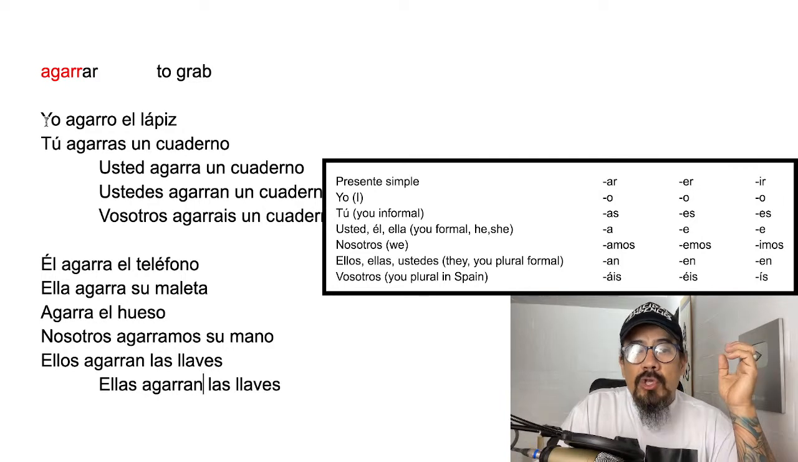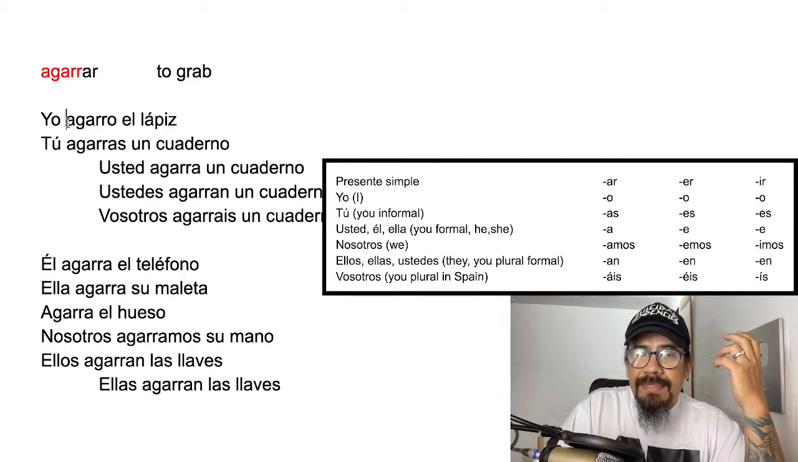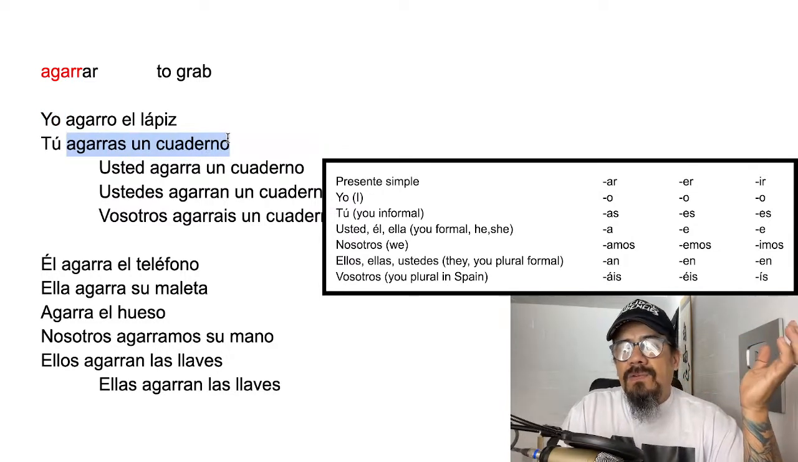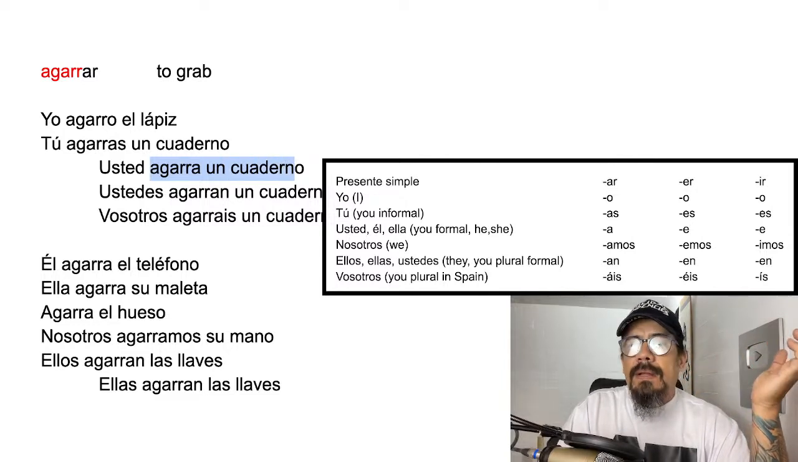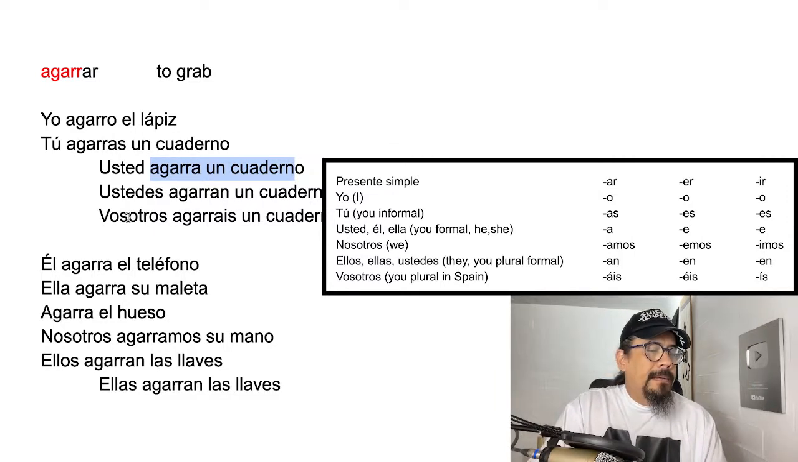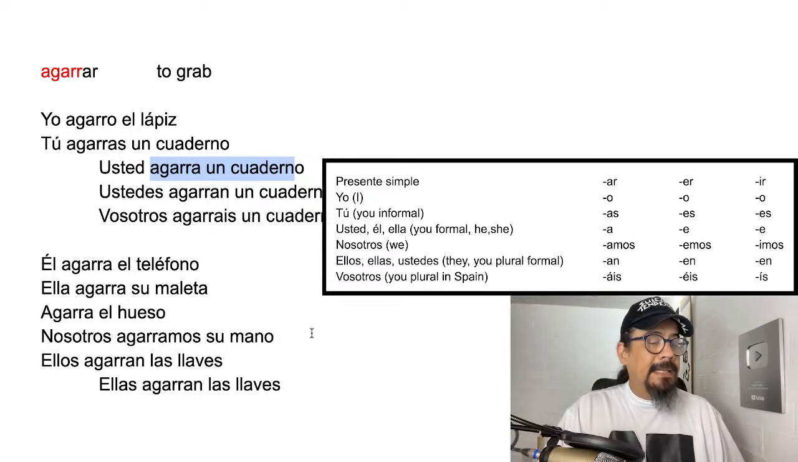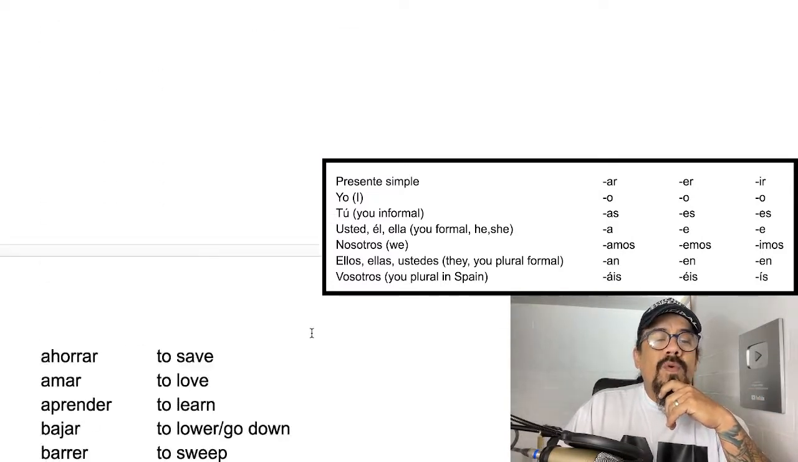And remember, yo agarro el lápiz is the same as saying agarro el lápiz without the pronoun. Tú agarras un cuaderno, agarras un cuaderno. Usted agarra un cuaderno, agarra un cuaderno. Ustedes agarran un cuaderno, agarran un cuaderno, and so on. Okay? So far, so good? Let me know, please. Give me some feedback.